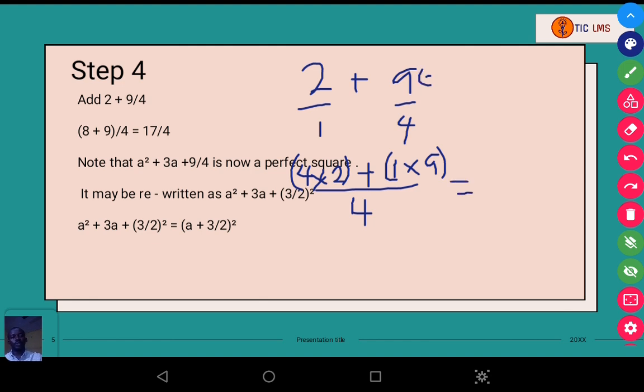So you're going to have 4 times 2 is 8, and 1 multiplied by 9 is 9 over 4. So when you add 8 and 9, you're going to have 17 over 4. Now that is how we came about 17 over 4, which you have over here. Although there are other methods by which you can add this particular fraction.